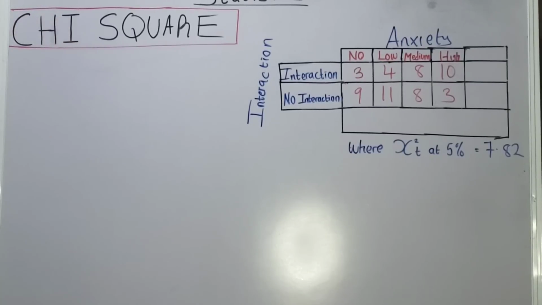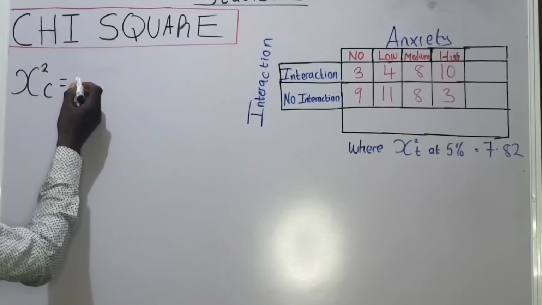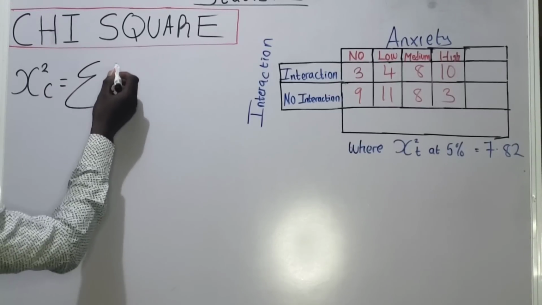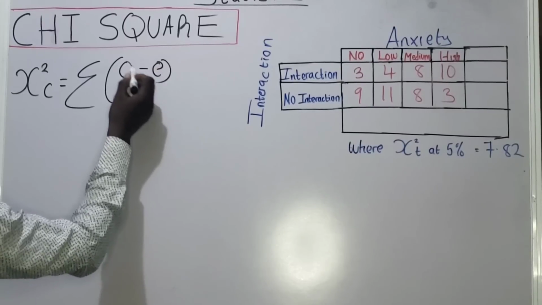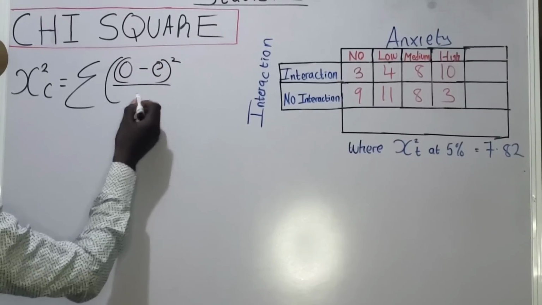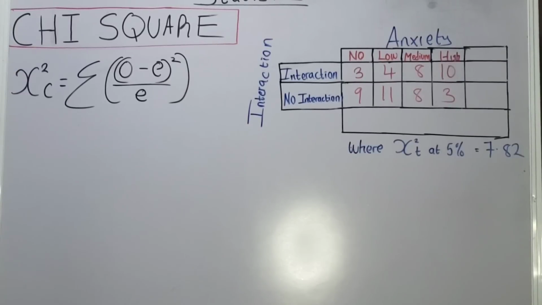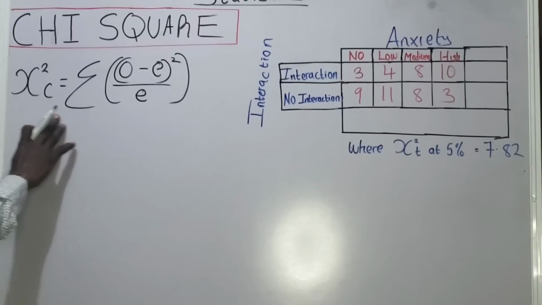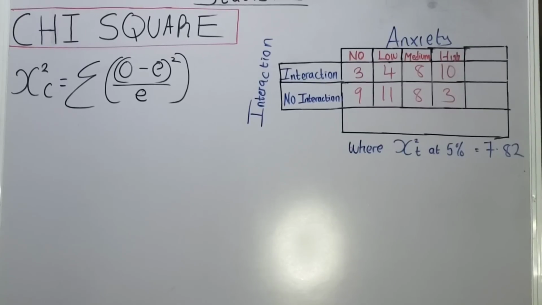Don't forget, in our previous class, I gave you this formula: chi-square calculated is equal to the summation of the observed minus expected, squared, all over the expected. This is the formula for chi-square. If you want to determine the calculated chi-square, this is the formula that you are going to use. You understand? Now, let's take it step by step.